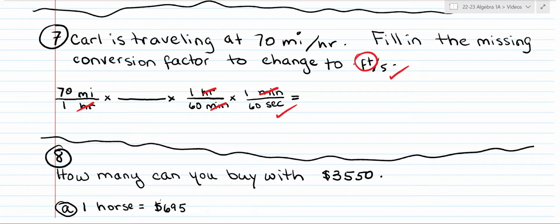So the one that's missing is feet over miles. What is it? 1 mile is 5,280 feet. Right? So now the miles cancel. And there you go, feet per second. So then you take all the numbers in the numerator.